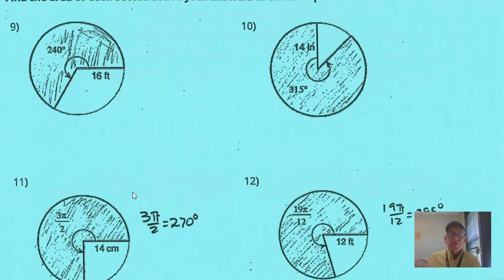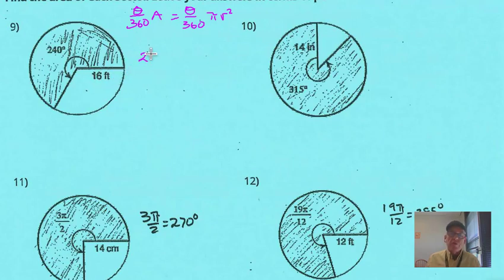Okay, here we're looking for areas of sectors. So we're using the area formula now. We got a 240 degree central angle. So the general formula is theta over 360, central angle over 360, times the area, which is theta over 360 times pi times r squared, and that's going to be the area of the sector. And we're going to have square units. It's like feet squared for this one.